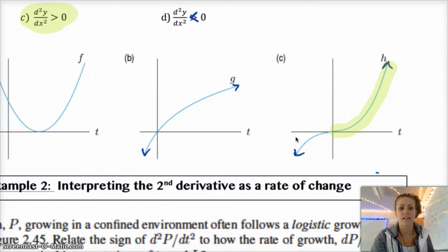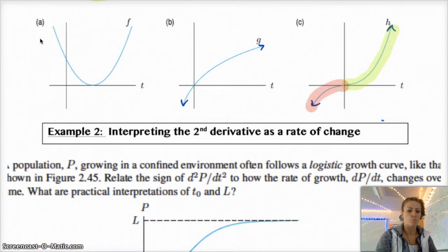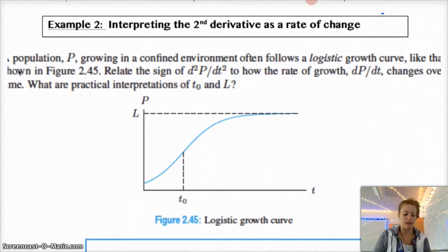And then D is asking where is it concave down, and that's going to be on the other side of 0 there. So negative infinity to 0 would be the answer to D, and then from 0 to infinity would be the answer to C. Okay? Hopefully that makes sense. Okay, so we've got a couple examples.